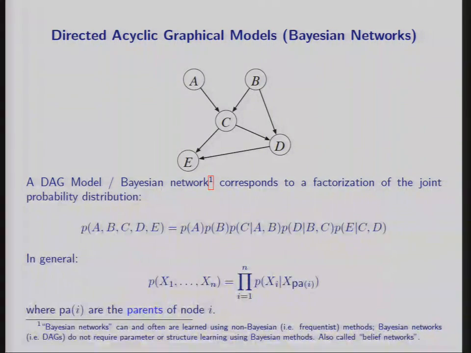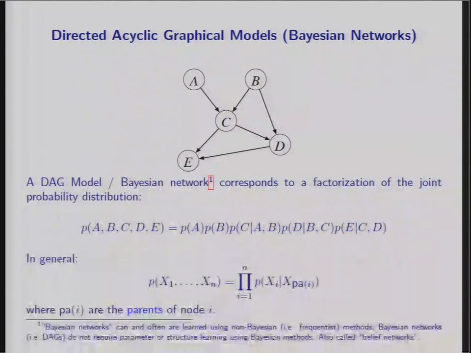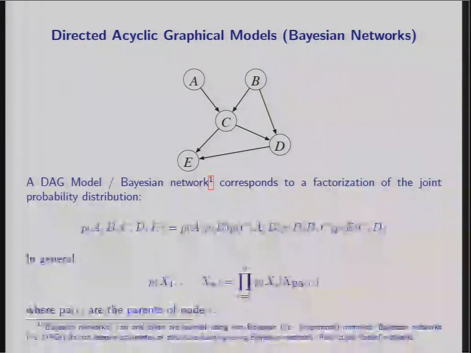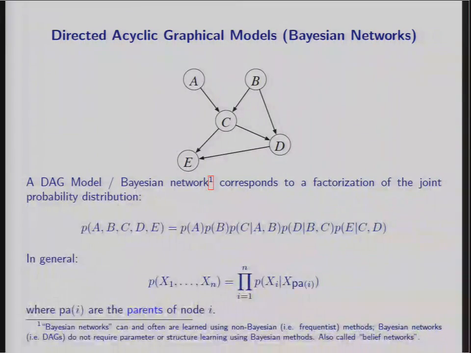So I'm going to talk about directed graphs first, and then a little bit about factor graphs and undirected graphs. Now, directed graphs, sometimes called Bayesian networks, but there's a footnote here in that Bayesian networks don't have to be learned using Bayesian methods. It's just a naming convention that I don't particularly like. They're sometimes also called belief networks. But let's call them directed acyclic graphical models. It's maybe less contentious.